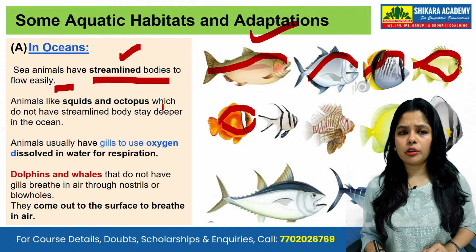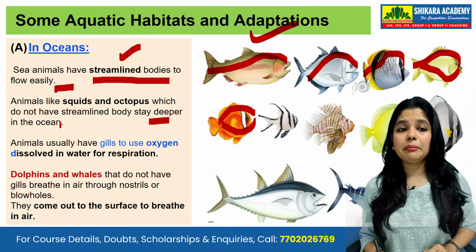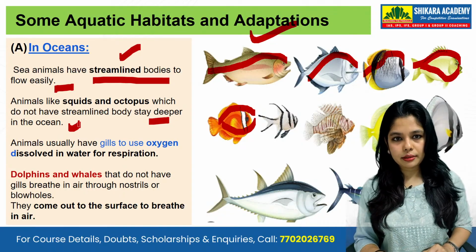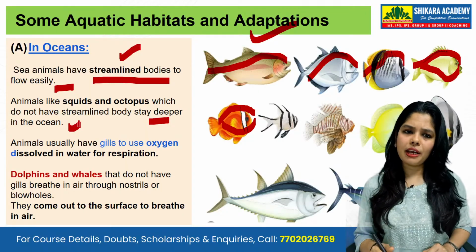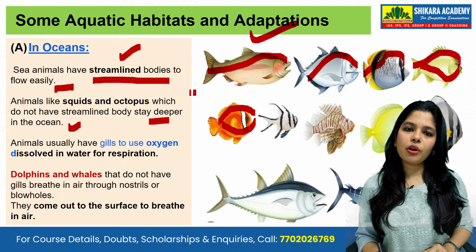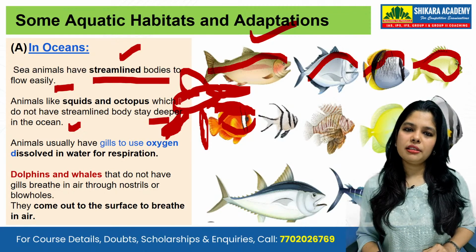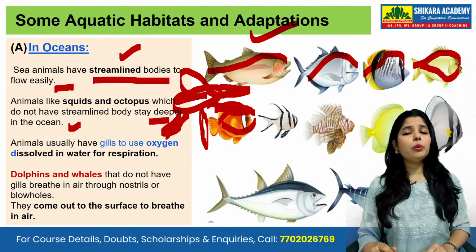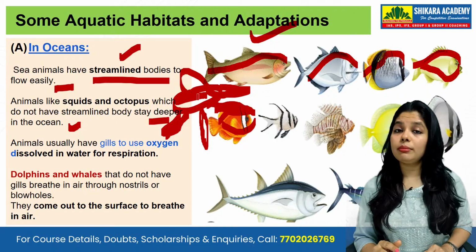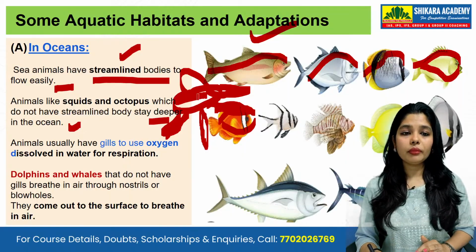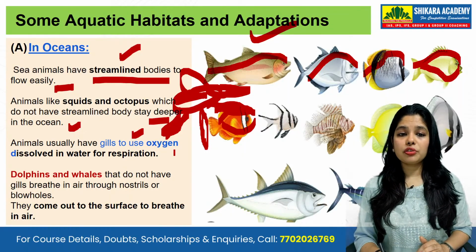Animals like squid and octopus, which do not stay deeper in the ocean. So squids and octopus do not have a streamlined body. We have seen squid and octopus. How does an octopus look? Octopus is something like this with a lot of legs, right? This is the octopus, and they don't have streamlined bodies, so they live in the deeper water. Animals have gills to use oxygen dissolved in the water for respiration.